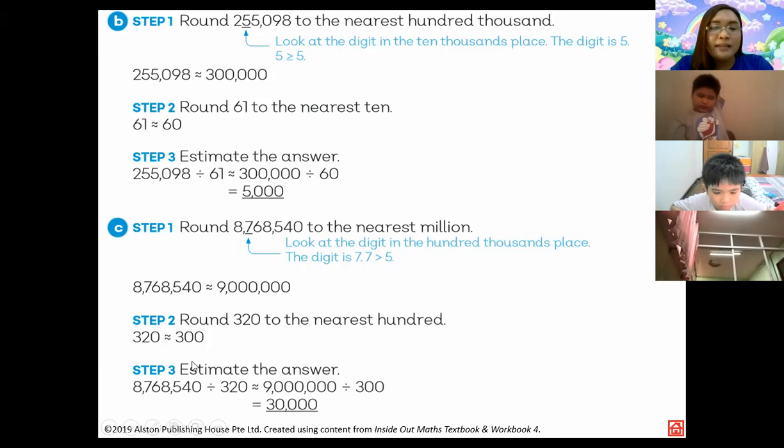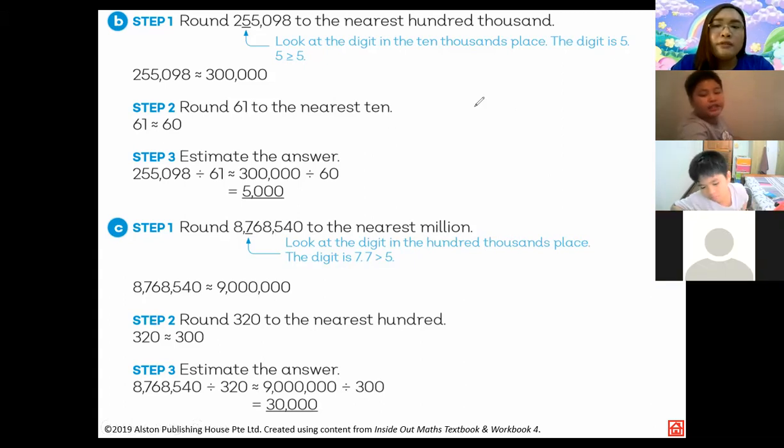So estimate the answer, class. So again, 8,768,540 divided by 320. This is the estimation. And the answer would be 30,000. So 9 million divided by 300, that's 30,000. Okay, let's try another example.